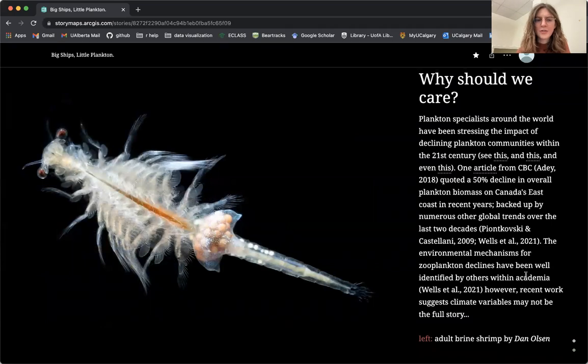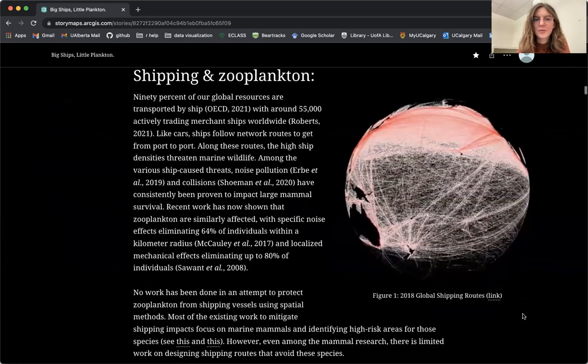So the environmental mechanisms of zooplankton declines are pretty well understood within academia. However, recent work has shown that maybe climate variables aren't the whole story. And that's where shipping comes in.